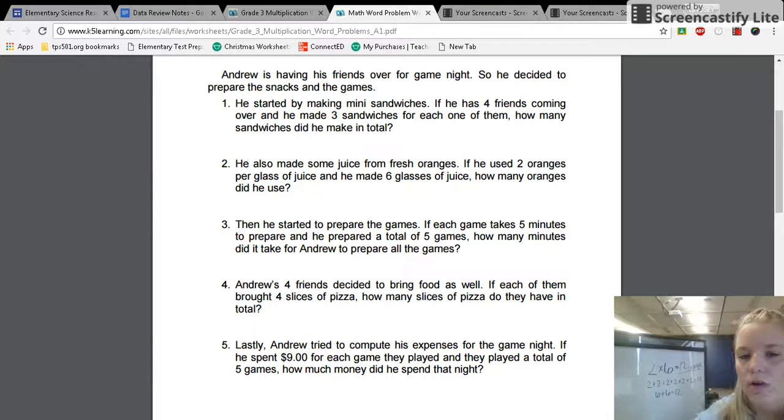So let's do one more on here. So number 3, it said, then he started to prepare the games. If each game takes 5 minutes to prepare and he prepared a total of 5 games, how many minutes did it take for Andrew to prepare all the games? So like I just said, the numbers are going to come from within the word problem itself. So it said each game took 5 minutes to prepare. So that's going to be the first number I use. Then it said he prepared 5 games. So that's going to be the second number that I use.